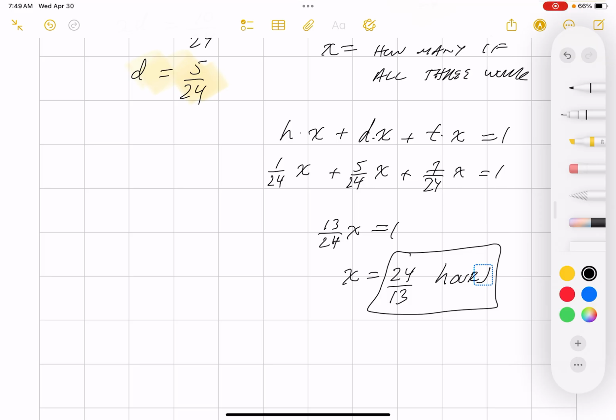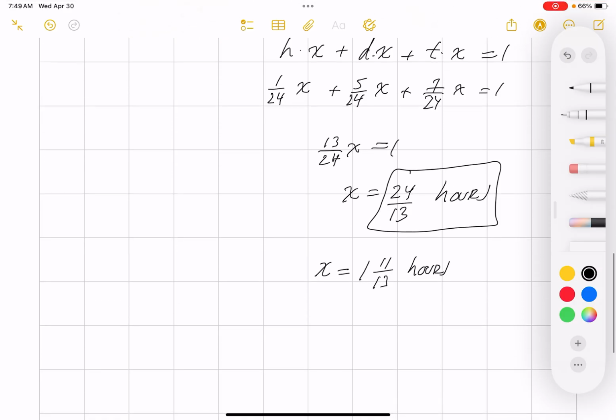And I'm going to write it down a little bit differently. I'm going to write X equals, if you prefer, 13 goes into 24 1 time with the remainder of 11 over 13 hours. If you want to convert it to hours and minutes, it's not bad to do that. And if you were doing that, it's going to be an approximate value. That would be 1 hour, 50 minutes, and 46 seconds.